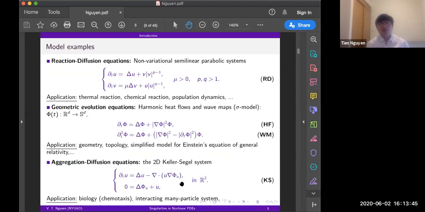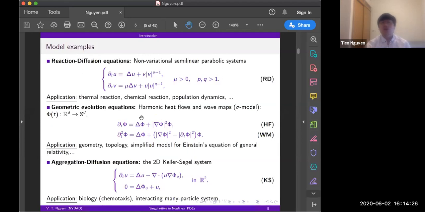So today in my talk, I will present three examples. The first one is the reaction diffusion equation, which is written as a system. Here, u and v stand for the concentration of chemicals, or u stands for the temperature and v stands for the concentration of gas. Here we take into account that the diffusive constant mu is not equal to one, so that mu can take an arbitrary positive value.